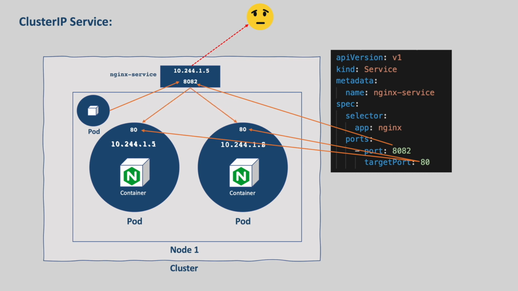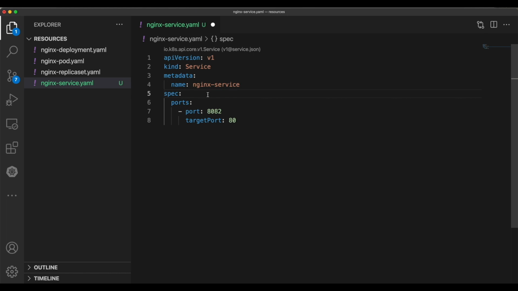Example, your database. Service type can be given with type attribute under the specs section. So type is ClusterIP. This is the default service, meaning if we don't give any type, it is treated as ClusterIP service.